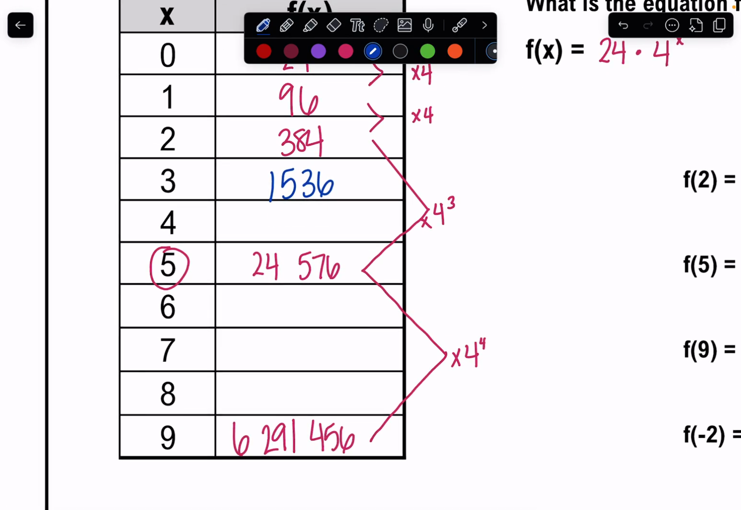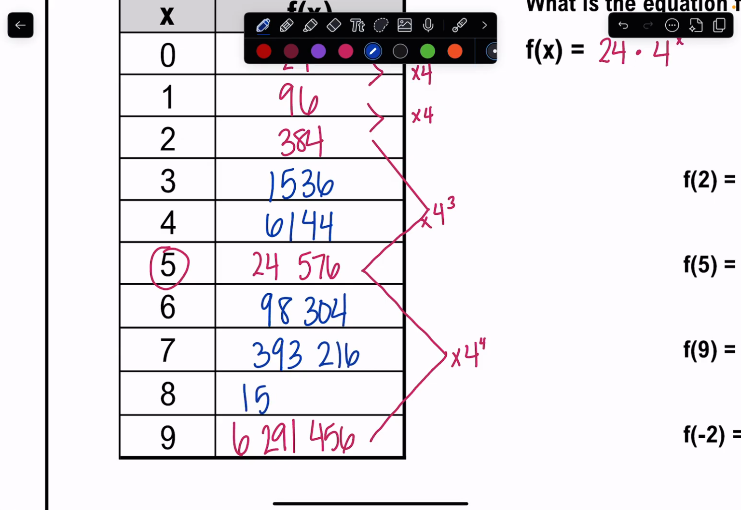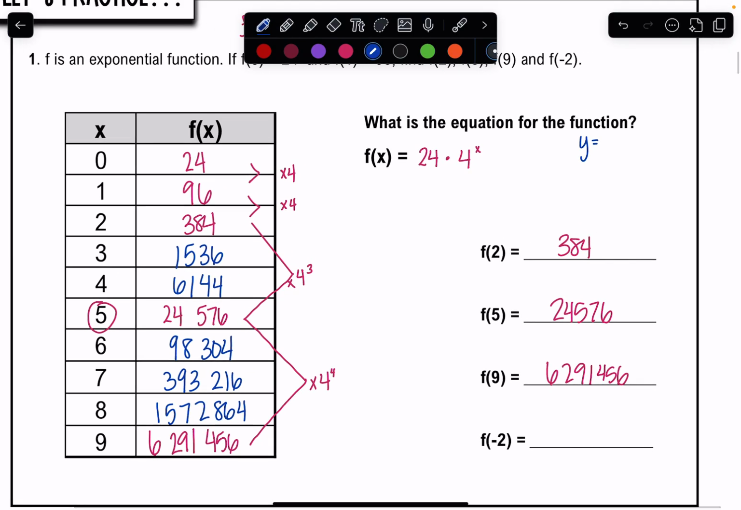So that's option number 2. Or again, you could just keep typing in times 4 and get it like that. So either way, however you want to do it is fine, but it all leads us to the same answer in the end. So here's our next set of numbers. But I really only needed a couple. And then the question is, well, how do I find f of negative 2? That's not on my table.